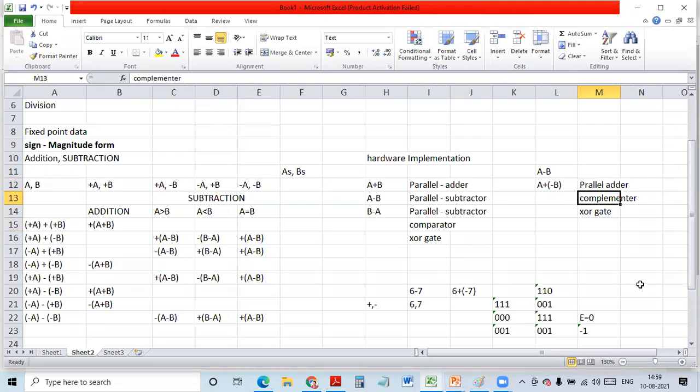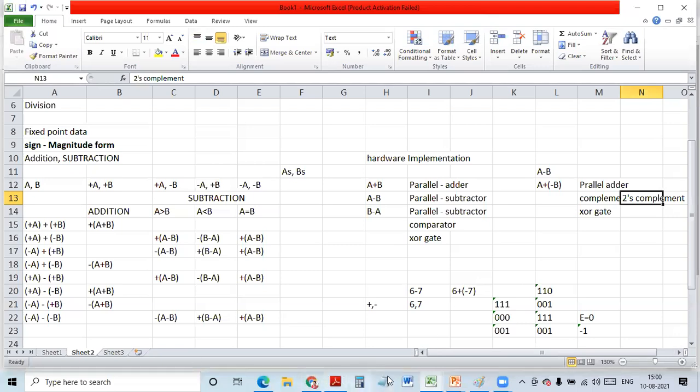So this complementer produces the 2's complement of the number. Though our numbers are in sign magnitude form, it doesn't mean that we cannot use the complementing procedure of 2's complement in the algorithm. Our numbers are represented in sign magnitude form, and in that we are using 2's complement addition. There is nothing wrong in this. Is it clear?